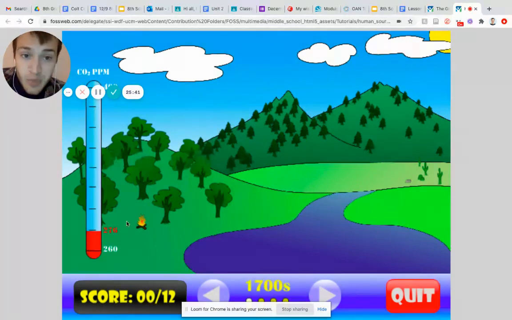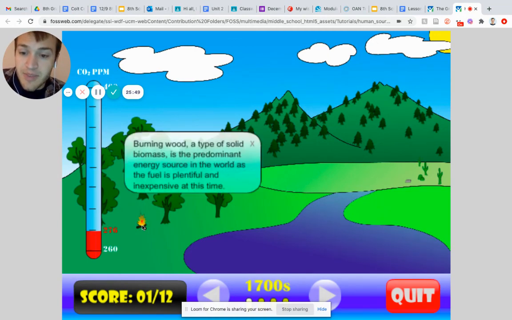So, for example, there is this little campfire here. That's probably a source of carbon dioxide. So if we click on it, you'll see my score went up by 1. So I found one of the 12. I only have 11 more to find. And it's going to tell me why this is a source of carbon. So it says burning wood, a type of solid biomass, is the predominant energy source in the world as the fuel is plentiful and inexpensive at this time. So in the 1700s, there was a lot of wood, and it was pretty cheap. Just had to chop it down. So this is the first source.